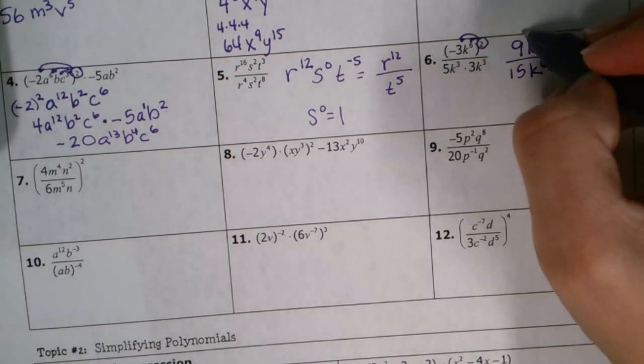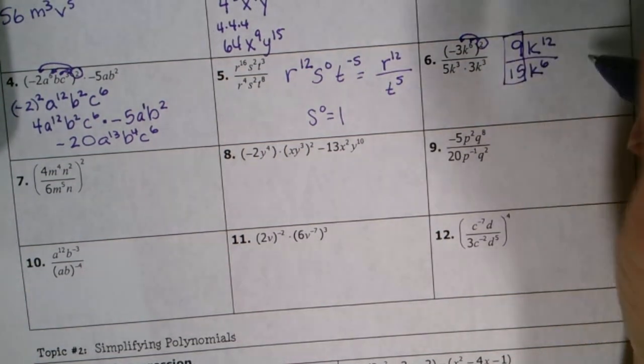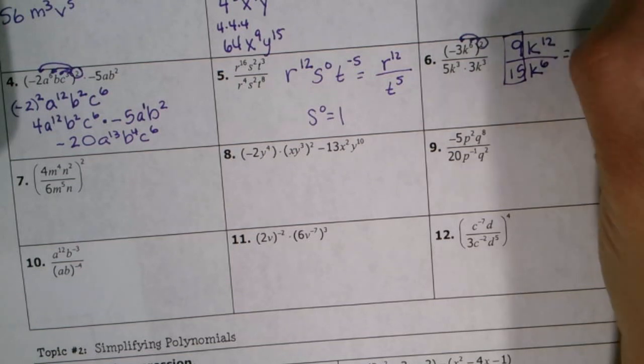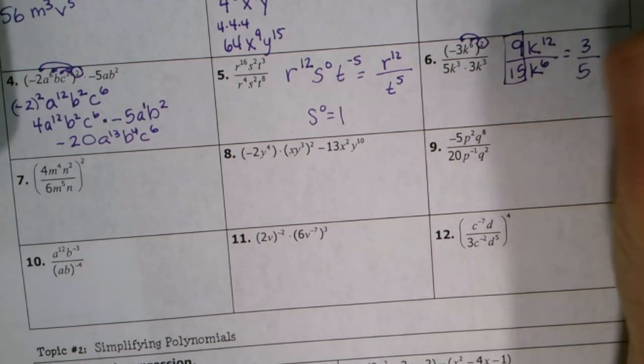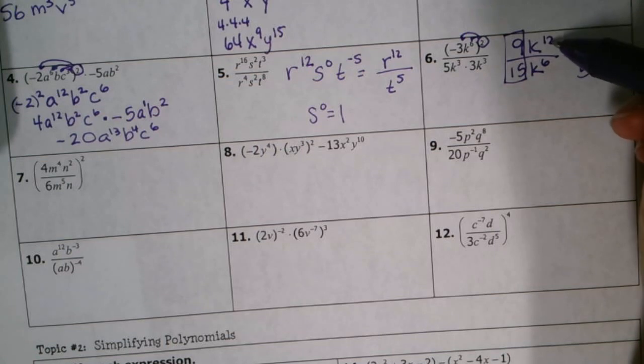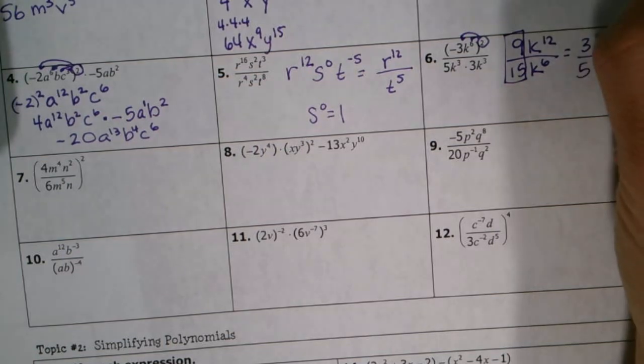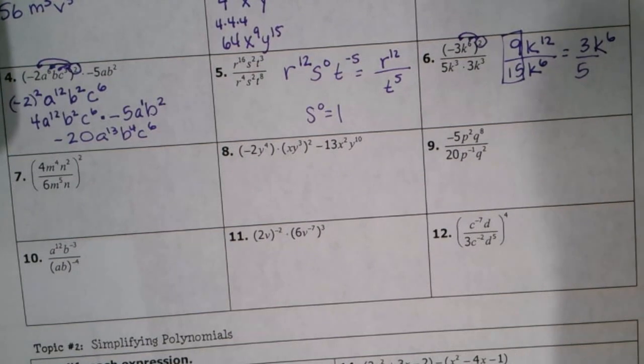Now we need to simplify. We're going to simplify this fraction. 3 goes into the top 3 times and into the bottom 5 times. I'm going to subtract k to the 12th minus 6 gives me k to the 6th.